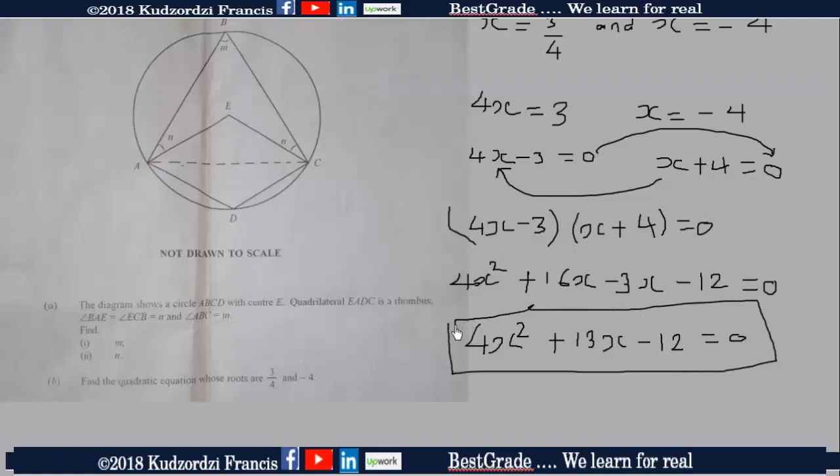We have another way of doing it. That's when we use the formula. The formula is x squared minus sum of roots times x, then plus product of roots. This formula you can keep in your head and use it. So you set it equal to 0 and use it. So we have x squared. Sum of roots is we add 3 over 4 and negative 4.